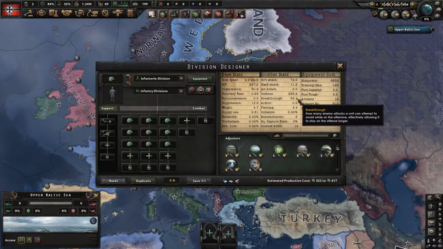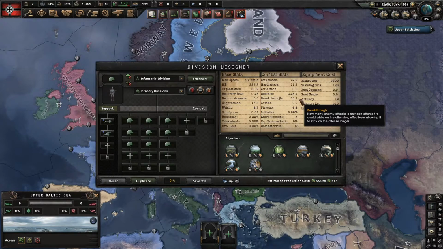Alright, next one is breakthrough. And this works like defense, except it applies when you are attacking a province. So this stat represents how many of the enemy's attacks you can avoid. When your unit is attacking an enemy division, it will also counter-attack you, and this number tells you how many of those counter-attacks you can avoid. So the higher this number is, the better you are able to attack.